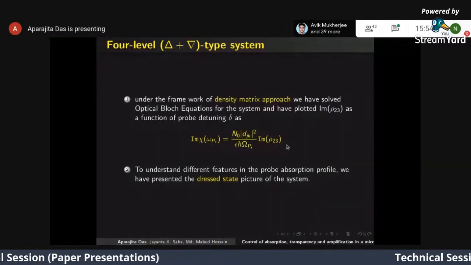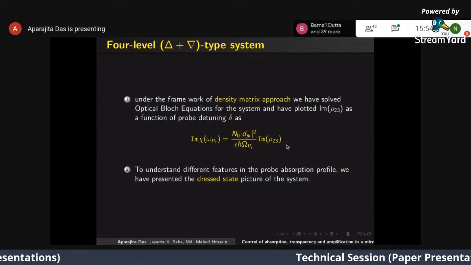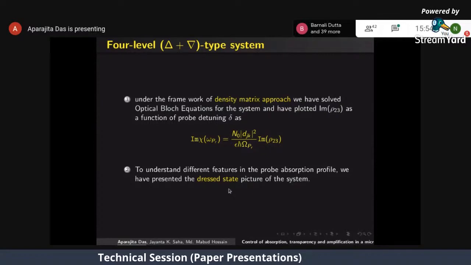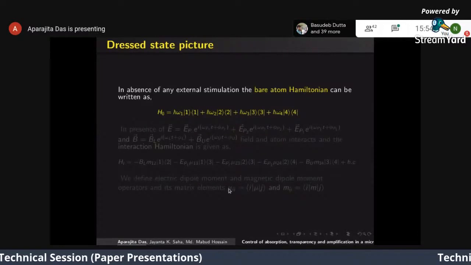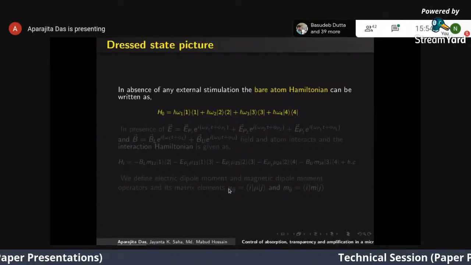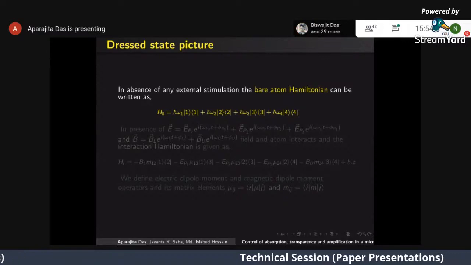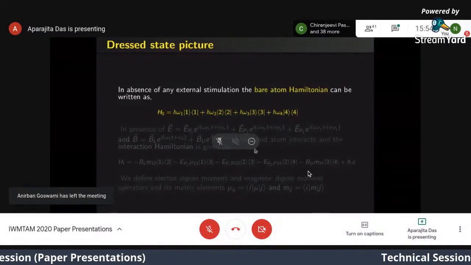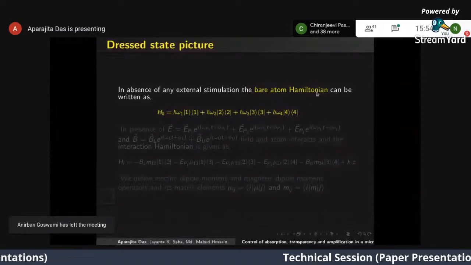To understand different features in the probe absorption profile, we have also presented the dressed state picture of the system. So what is a dressed state, or how can we obtain the dressed state picture? We can follow the following methodology. We have a bare atom Hamiltonian, which is given by this.